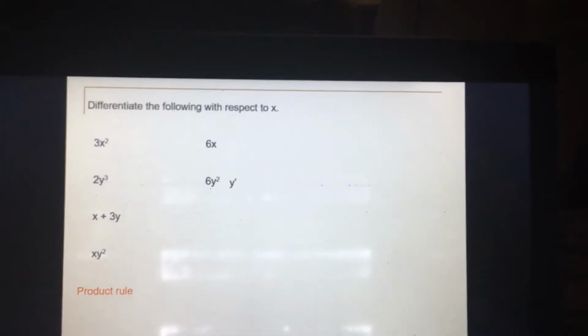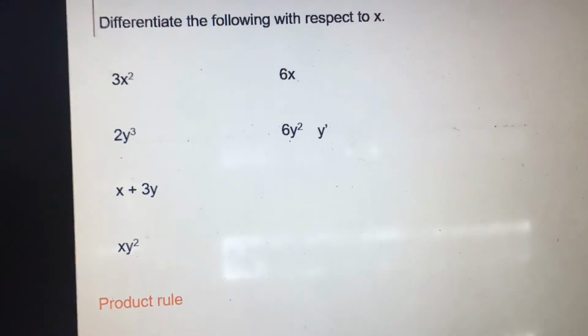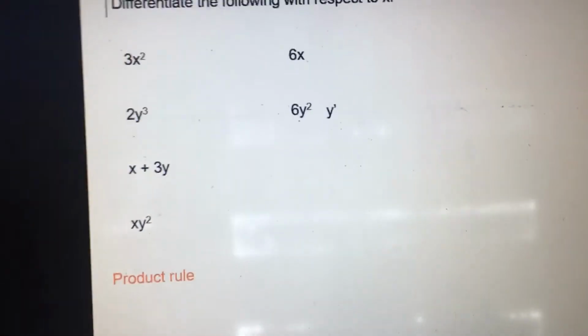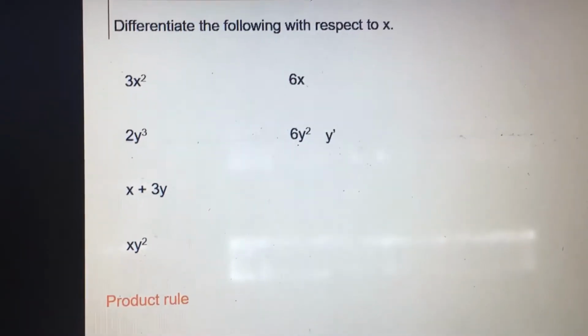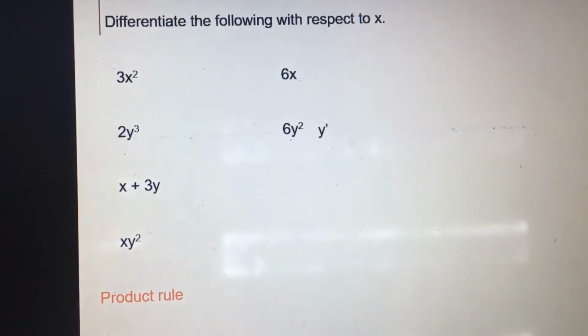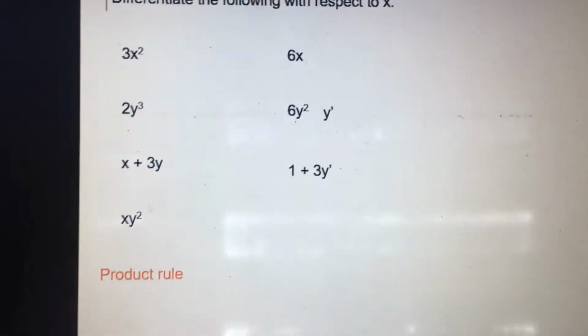Now, how about the third example? The third example, we have x plus 3y. The derivative of x is 1. And the derivative of 3y is 3. Sir, meron namang y again. So, ano naman gawin namin dyan? So, derivative ng x is 1. And the derivative of 3y is 3. And since y man yan siya, you need to put y prime.